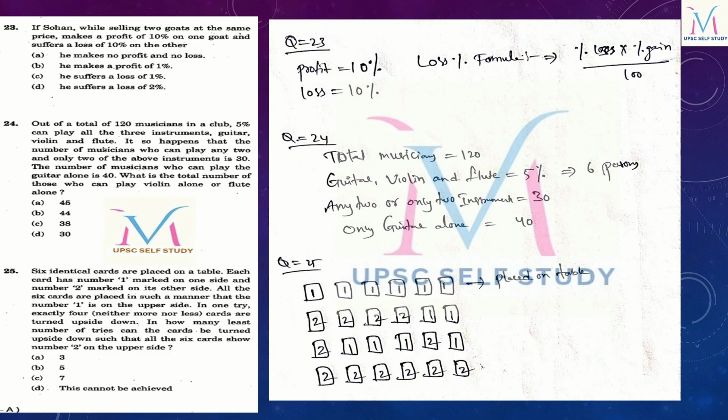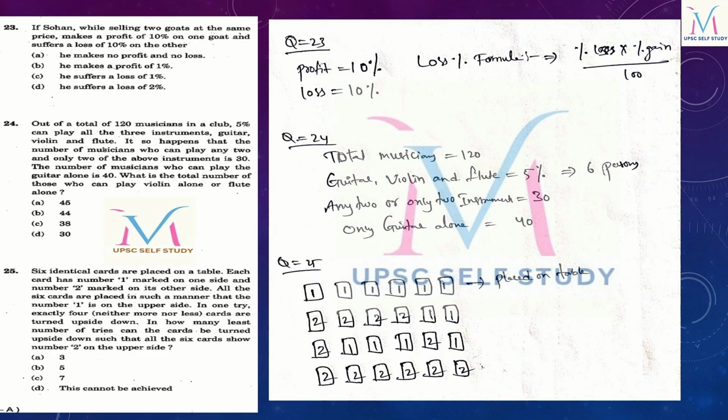Okay, and now coming back to question number 25. There are 6 identical cards placed on the table. Each card has the number 1 marked on one side and the number 2 marked on its other side. All the 6 cards are placed in such a manner that the number 1 is on the upper side. Okay, see, 6 identical cards are marked 1 on one side.